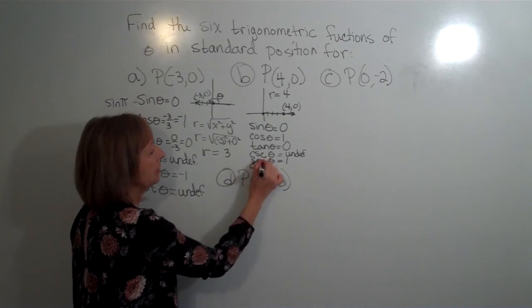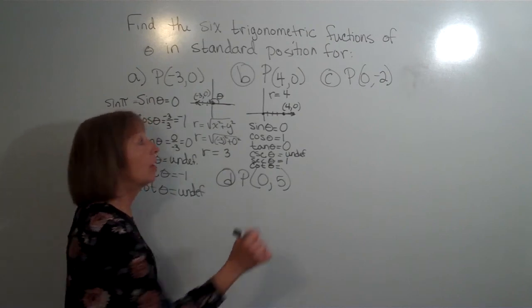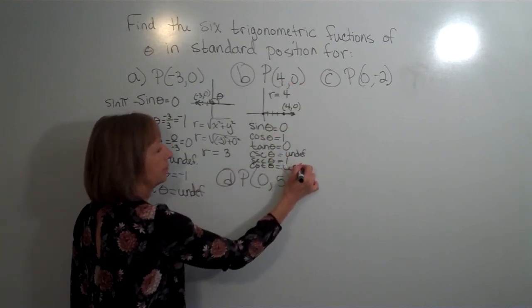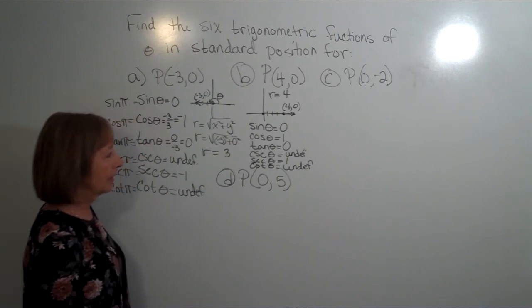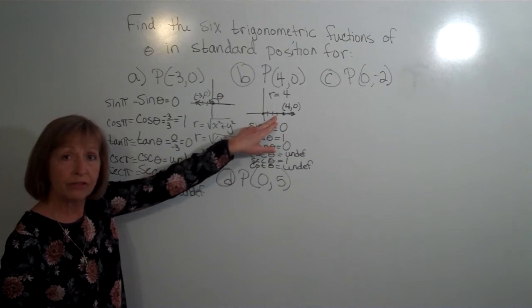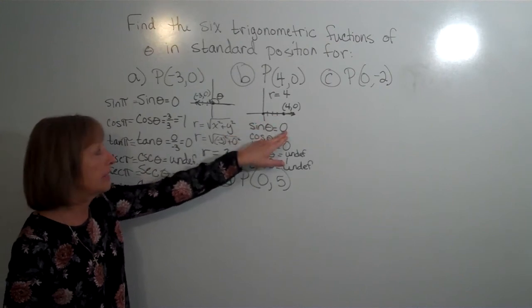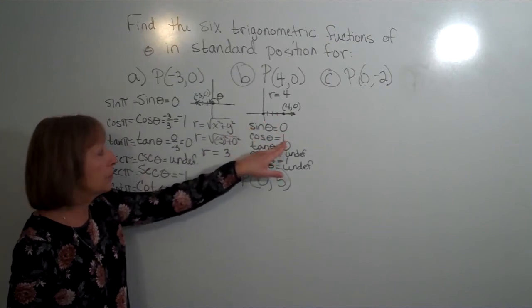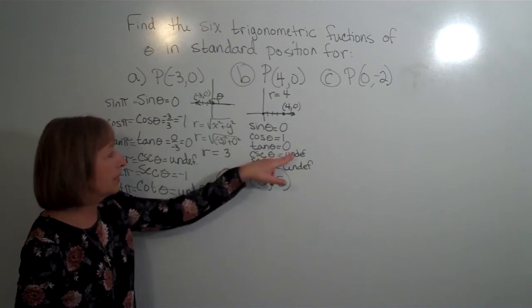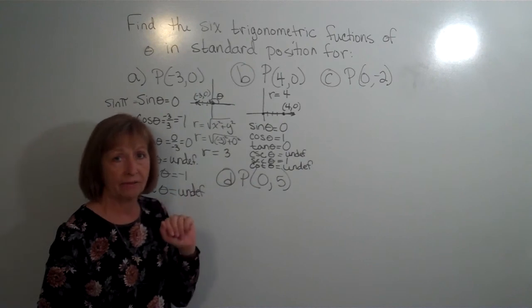And then our cotangent of this angle theta is our x over y. So x over y would give me 4 divided by 0, which is undefined. So then with this one, I've now found the trig functions of a 0-degree angle or a 0 radian angle. So the sine of 0 is 0. The cosine of 0 is 1. The tangent of 0 is 0. The cosecant of 0 is undefined. The secant of 0 is 1. And the cotangent of 0 is undefined.